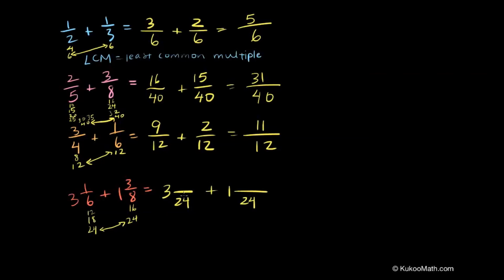And now we can convert the numerators of the fractions. So 6 times 4 is equal to 24. 1 times 4 is equal to 4. 8 times 3 is equal to 24. 3 times 3 is equal to 9. So then we can add. So we first add the whole numbers. 3 plus 1 is equal to 4. And then we do 4 plus 9 is equal to 13 over the 24. So our answer is 4 and 13/24ths.